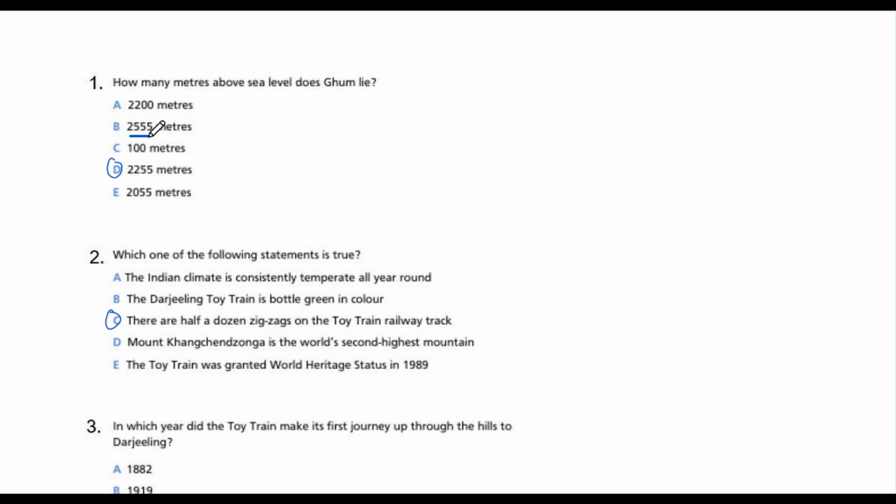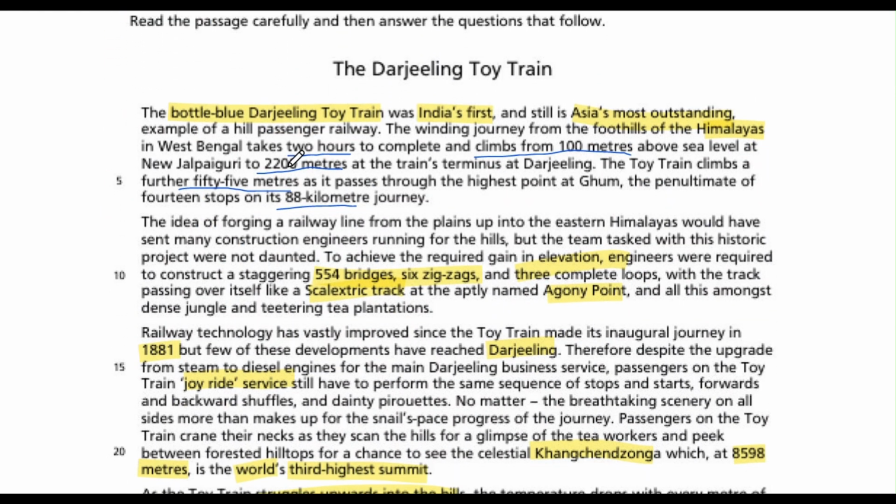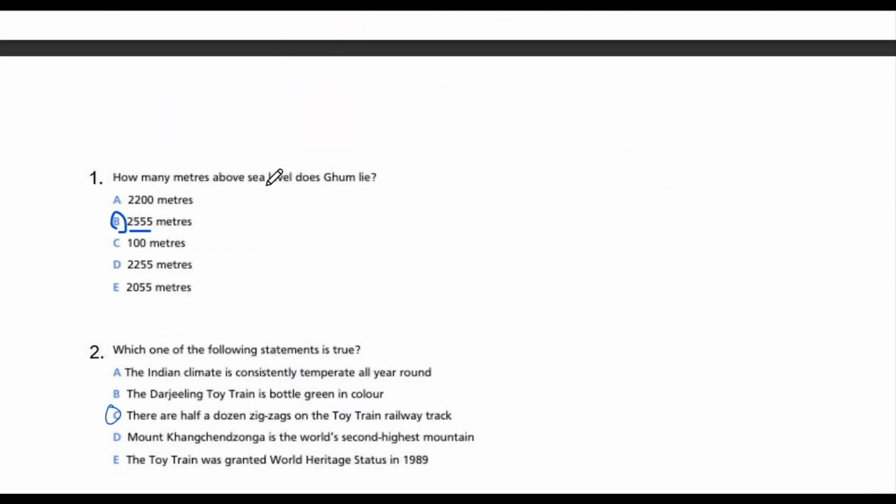2,255 meters. Why not the other options? Well, 2,200 meters is how high the train goes to Darjeeling, not the highest point. 100 meters is where the train starts, and 2,055 meters isn't mentioned at all. Ghum is the highest point on the journey, and the text says it's a bit higher than Darjeeling, about 2,255 meters.